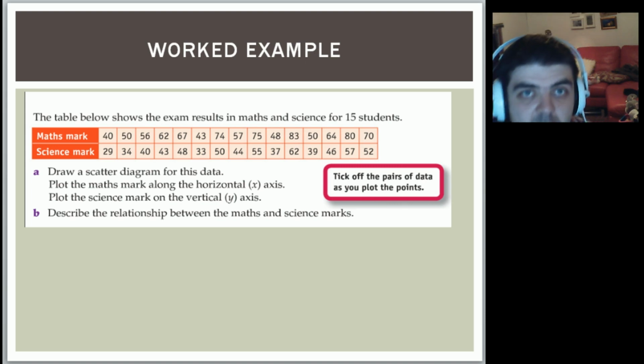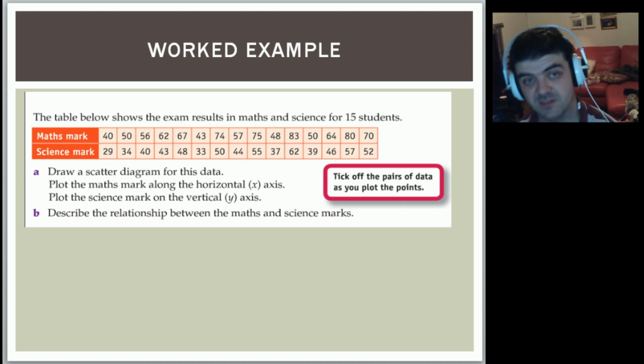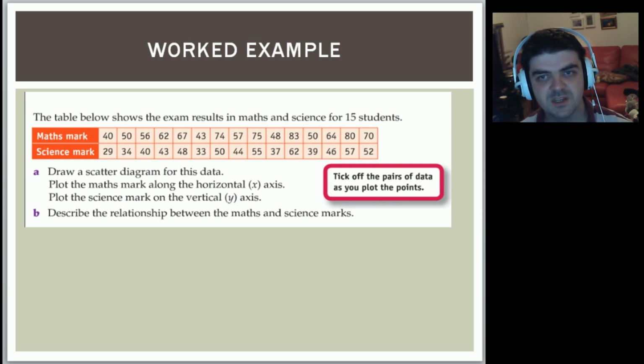So here's our worked example. The table below shows the exam results in maths and science for 15 students. We've got to draw a scatter diagram for this data, plot the maths mark along the horizontal x-axis and the science mark along the vertical y-axis, and describe the relationship between the maths and science marks. It tells you here to tick off the pairs of data as you plot the points, which is fabulous.